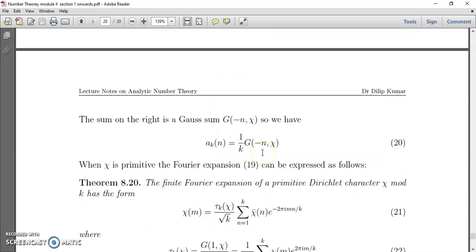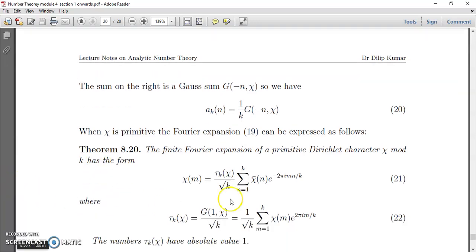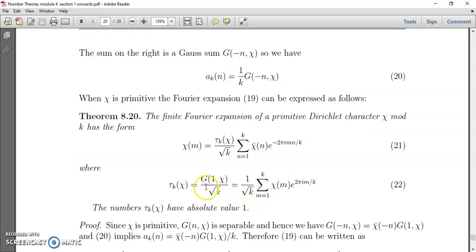So thus we have our theorem: the finite Fourier expansion of a primitive Dirichlet character chi mod k has the form chi of m is equal to tau_k of chi by root k, sigma n equal to 1 to k chi bar of n e raised to 2 pi i m n by k, where tau_k of chi is g of 1, chi by root k, equal to 1 by root k sigma m equal to 1 to k chi of m e raised to 2 pi i m by k. This is what we have to prove. Also, we have to prove that the number tau_k of chi has absolute value 1.